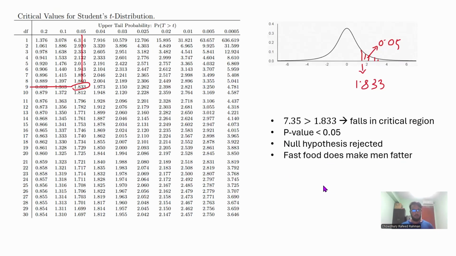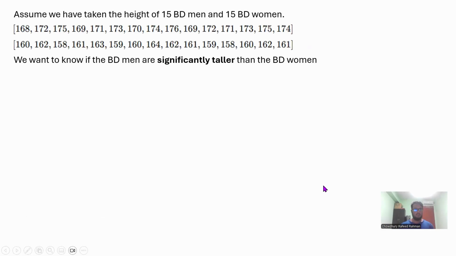So this is just one part. Now let's look at another example. So here we have two data sets right here. You can see this is one data set and this is one data set. So assume that we have taken the height of 15 BD men and 15 BD women, BD for Bangladesh, and these are those heights. We want to know if the BD men are significantly taller than the BD women.